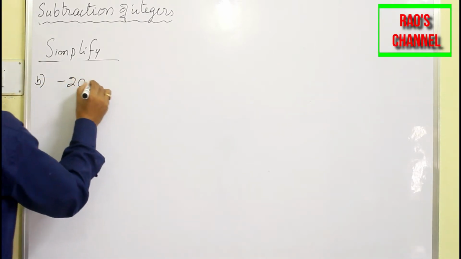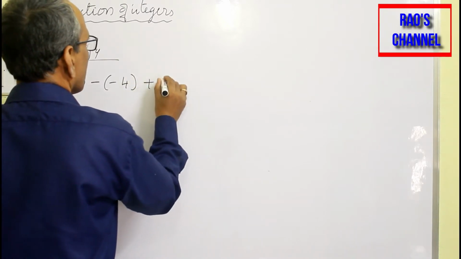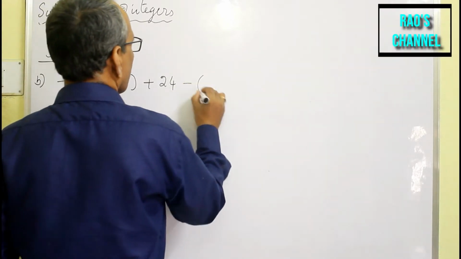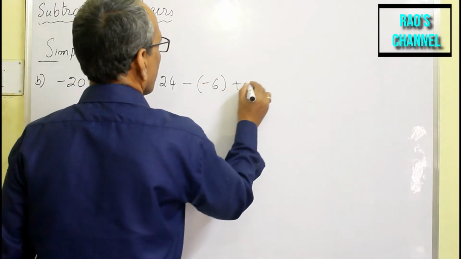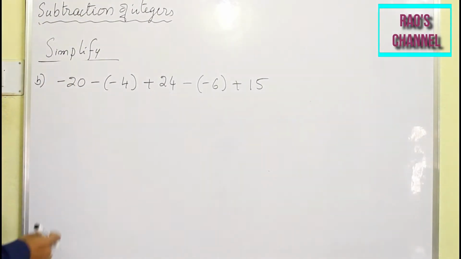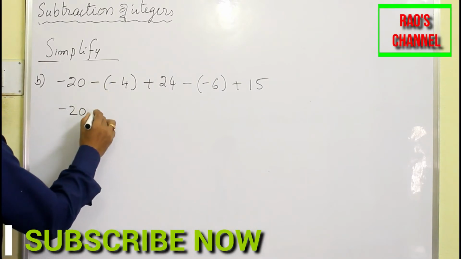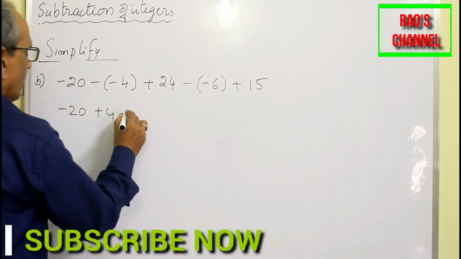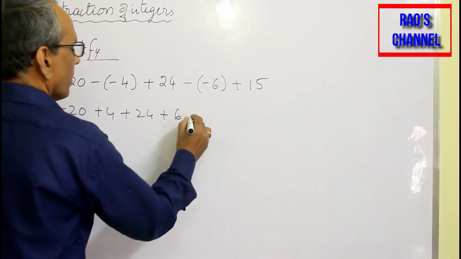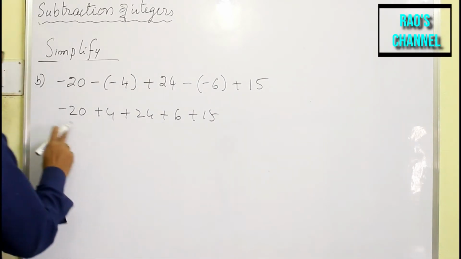Minus 20 minus 4 plus 24 minus 6 plus 15. Let's use the same concept. Minus 20, like, so plus 4, plus 24, like, so plus 6, plus 15. Oh, we have 4 positive and 1 negative.